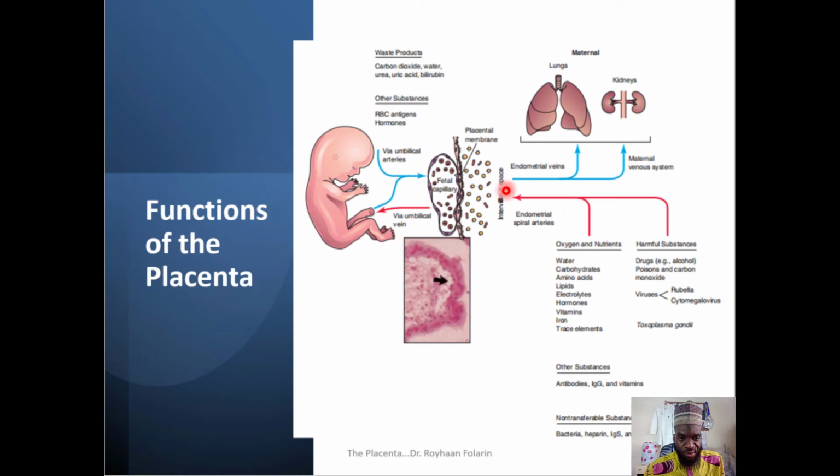Okay, and then the nutrients pass through the intervillous space and reach across the placenta and get picked up by the child's umbilical vein, which then delivers all of this to the fetus. So you have waste products like carbon dioxide, water, urea, uric acid exiting through the umbilical arteries, and then you have other substances coming back in.